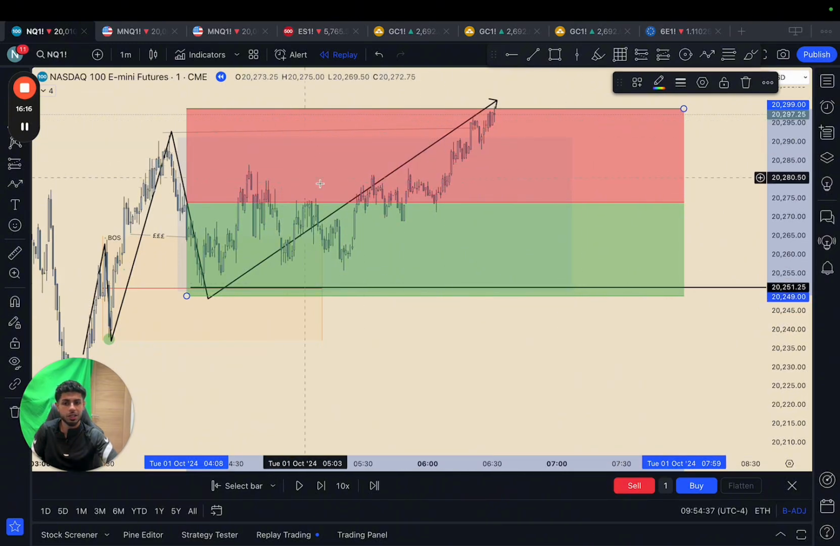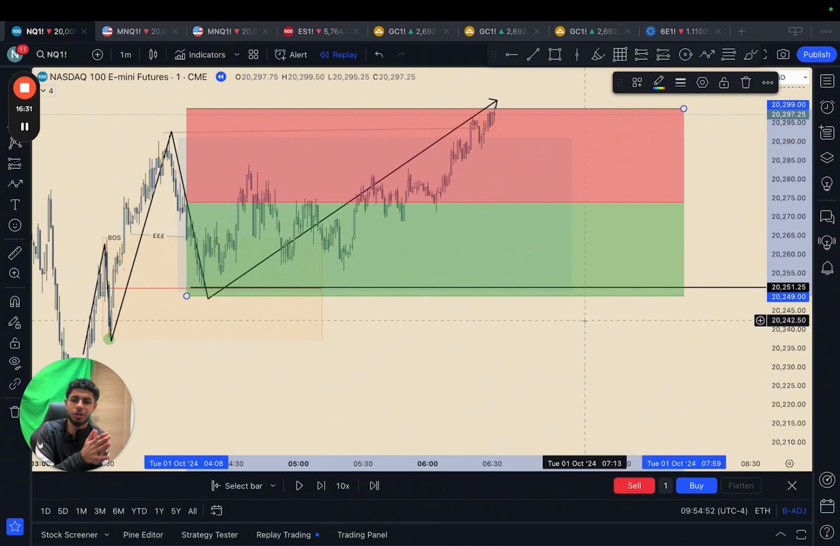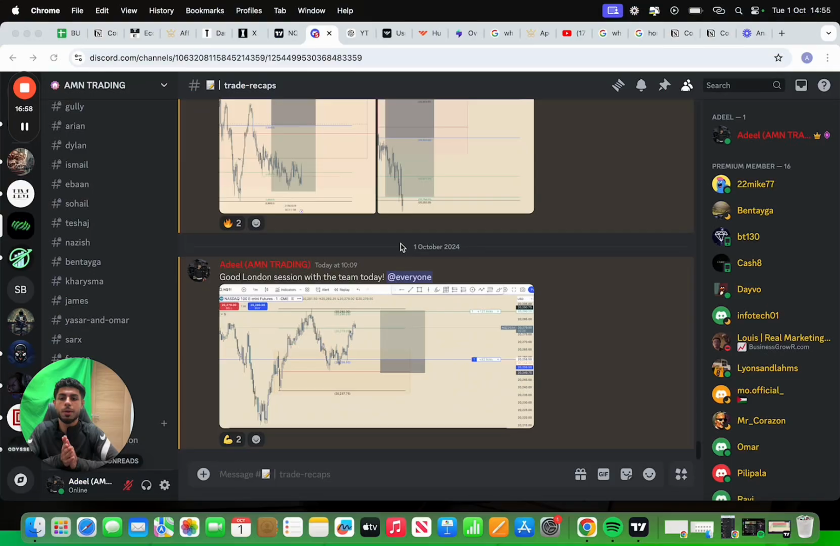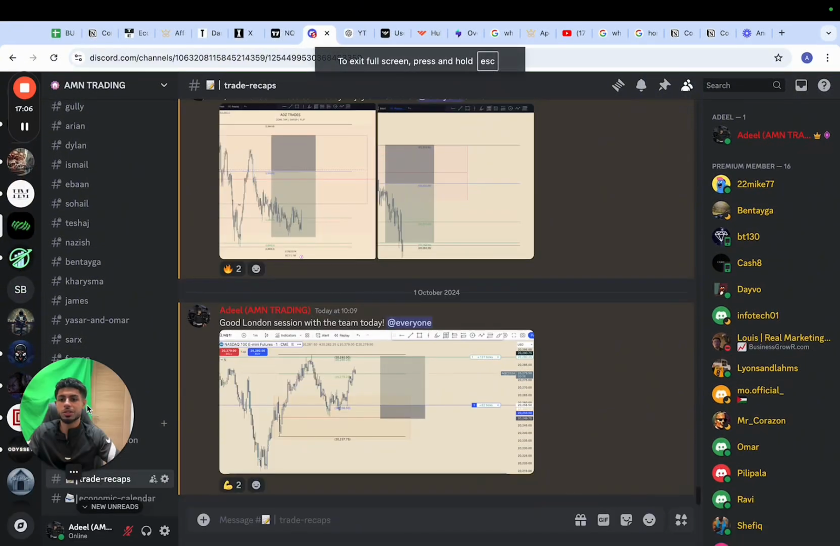If I get stuck in this internal structure, I'm getting smoked. Now, this was a basic description of advanced market structure. Sounds weird, but it's true. I was trying to go through it as quick as I can, but this is literally how I trade the markets every single day. This is exactly how I teach all my members to trade the markets every single day.